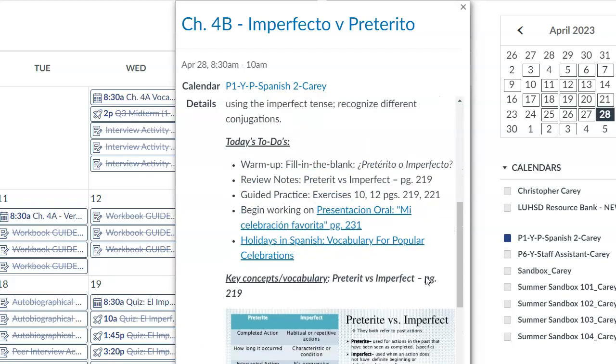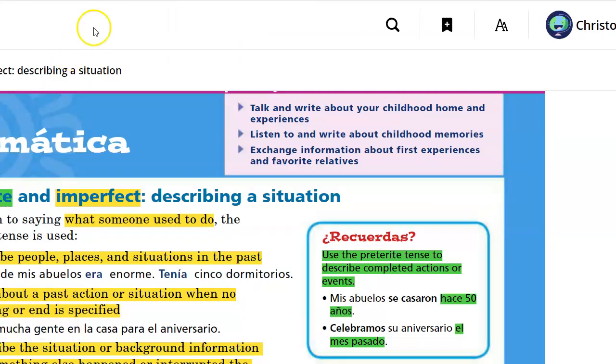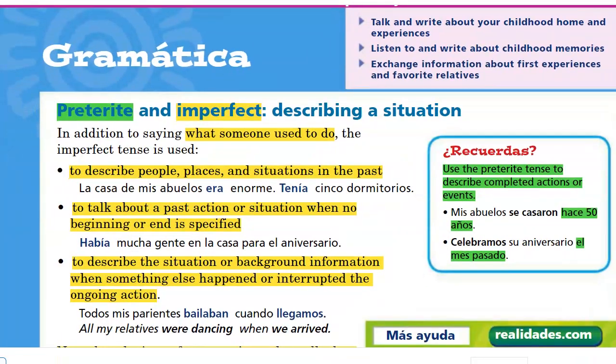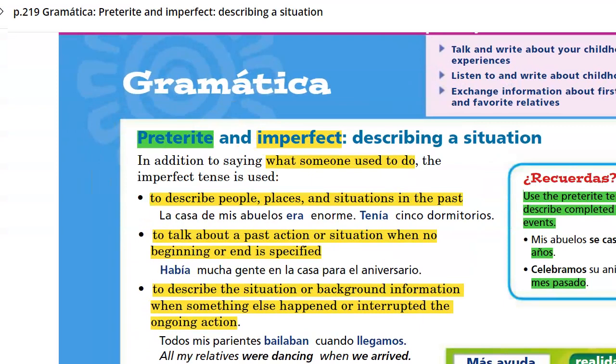Let's get right to our to-do list for today. Warm-up is a fill-in-the-blank warm-up. Pretérito o imperfecto, we'll review the notes that we took last class on page 219, describing the grammar of both the preterite and the imperfect and how they're used together to describe a situation.